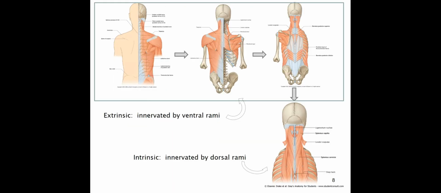So let's examine how we got here to the deep back. We're going to go from left to right. If we look on this left picture, we have the skin. We take off that skin, and here's what we see. We see a trapezius muscle, and we see a latissimus dorsi muscle, and then we're going to see some posterior musculature muscles that we'll get to in another talk.